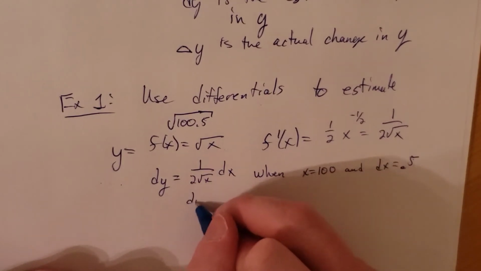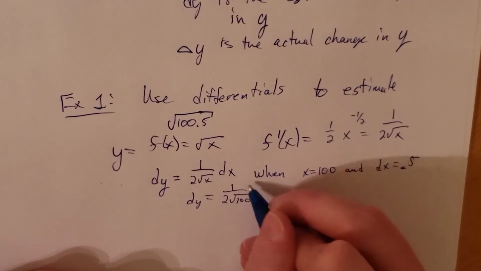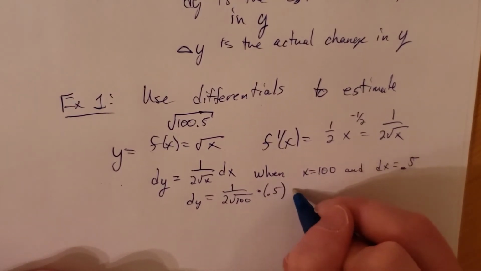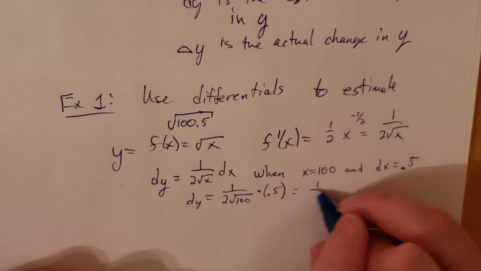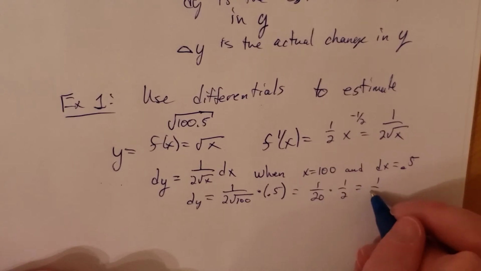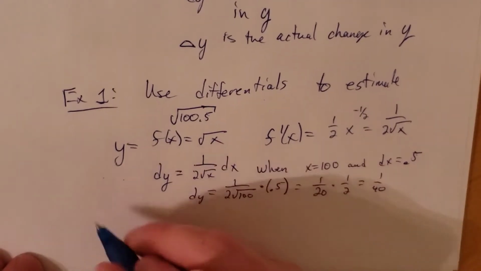So let's go ahead and calculate dy now. This is 1 over 2 times root 100 times dx, which is 0.5. So this is 1 over 20 times 1 over 2, which is 1 over 40. So that's what our dy is.